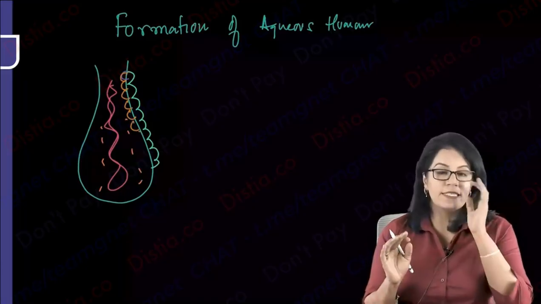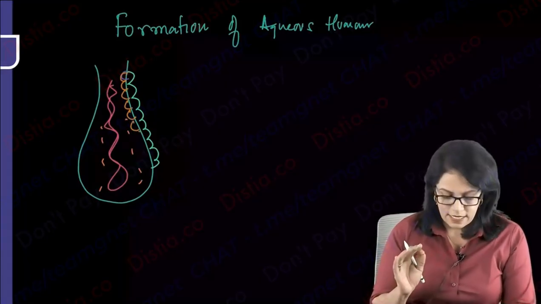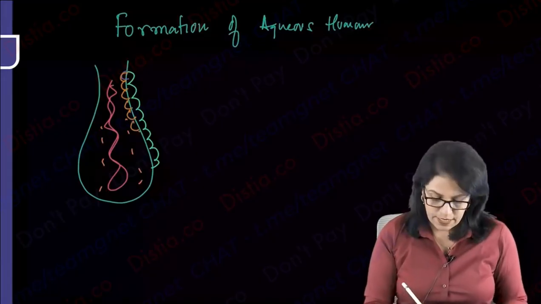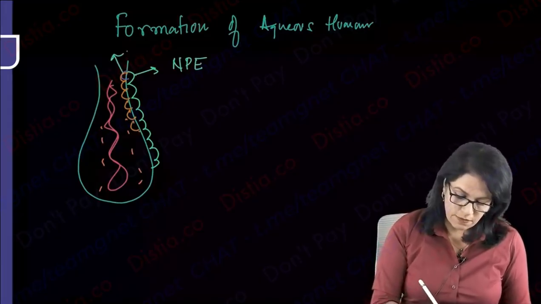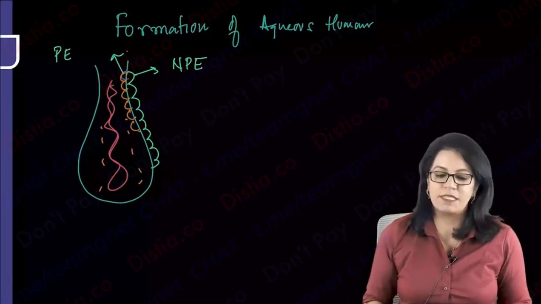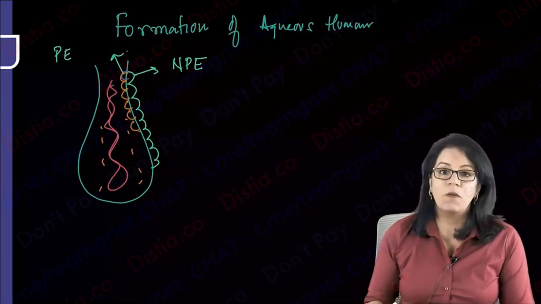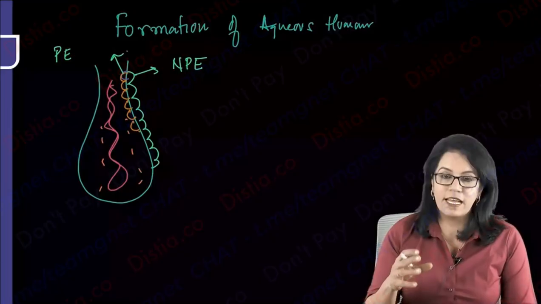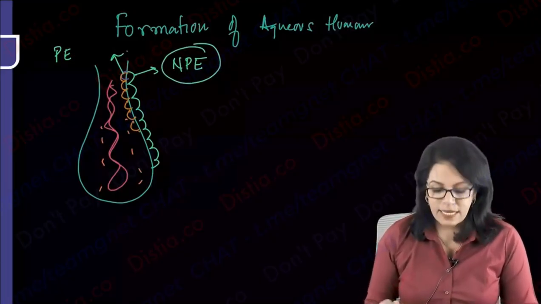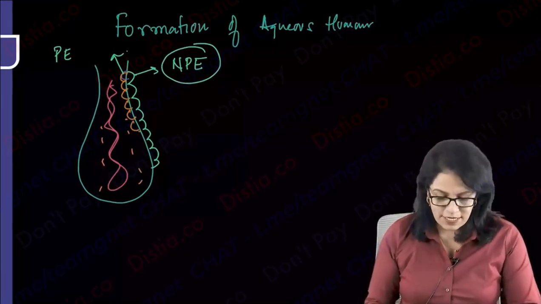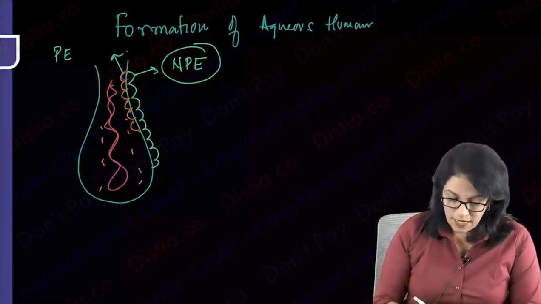I'm repeating, so this is a single ciliary process. You all know that aqueous is formed from the ciliary process, right? So this is a single ciliary process with these blood vessels, stroma. Please label this as non-pigmented epithelium, and we are going to draw here pigmented epithelium. Label it pigmented epithelium. So what is very important to understand? Where is the aqueous formed? From which cell majorly is the aqueous formed? It is the non-pigmented epithelium.